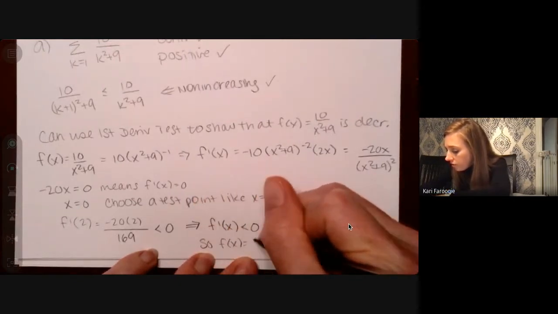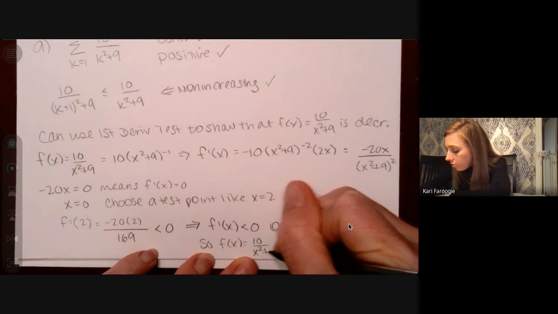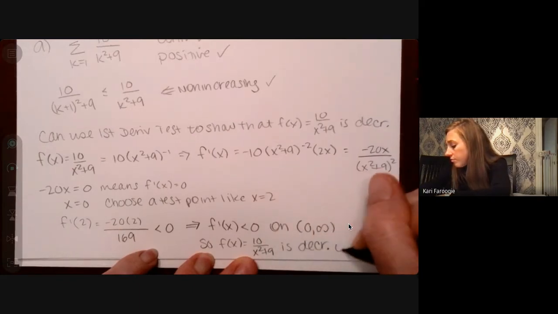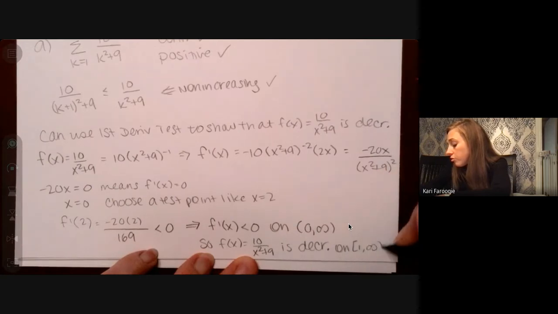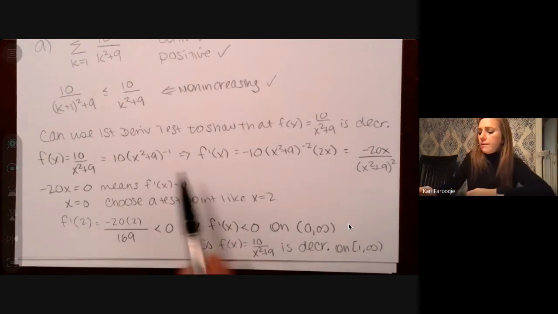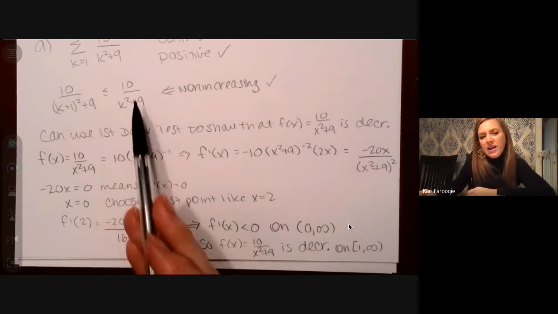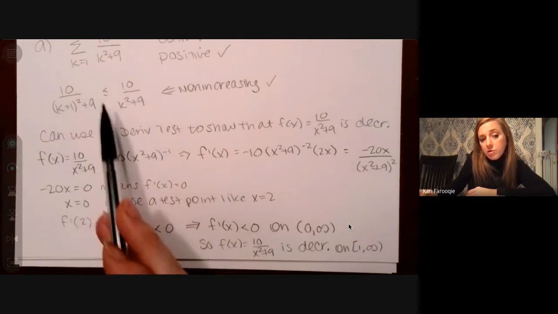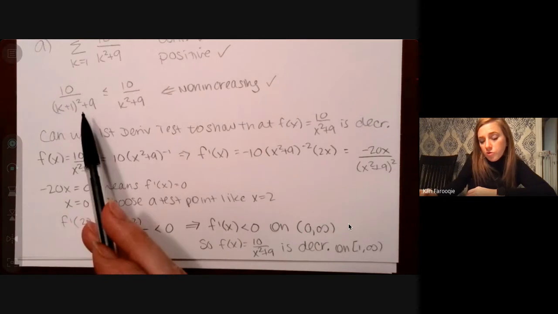So f of x equals 10 over x squared plus 9 is decreasing on our interval that we actually care about. Okay, so like I said, for this one, personally, I feel like this is satisfactory. This denominator is greater, therefore the ratio must be smaller.